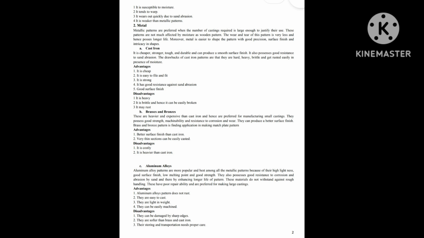Advantages: 1. Aluminum alloy patterns do not rust. 2. They are easy to cast. 3. They are light in weight. 4. They can be easily machined. Disadvantages: 1. They can be damaged by sharp edges. 2. They are softer than brass and cast iron. 3. Their storing and transportation need proper care.